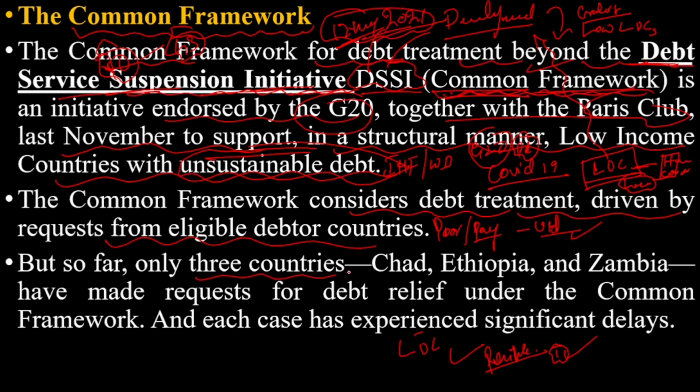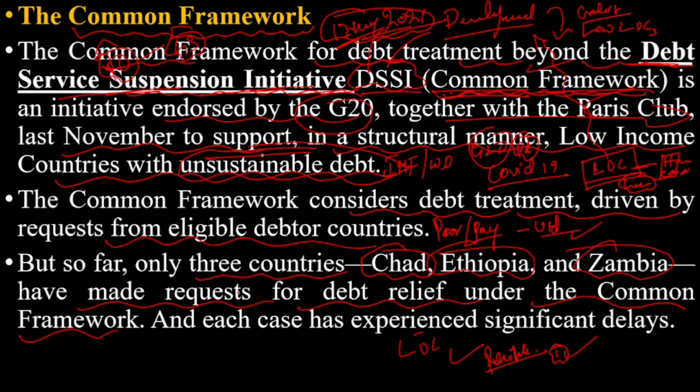So far, only 3 countries have requested for that: Chad, Ethiopia, and Zambia. All of them are African countries. They have made requests for debt relief under the common framework. Please remember, Chad, Ethiopia, and Zambia. Each case has experienced significant delays, because verification should be done, and only after that will they be recognized.